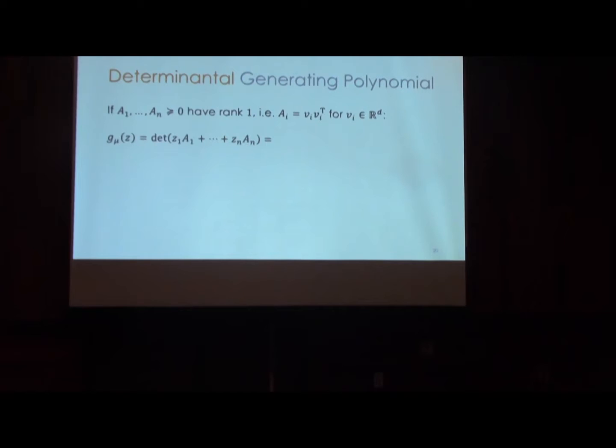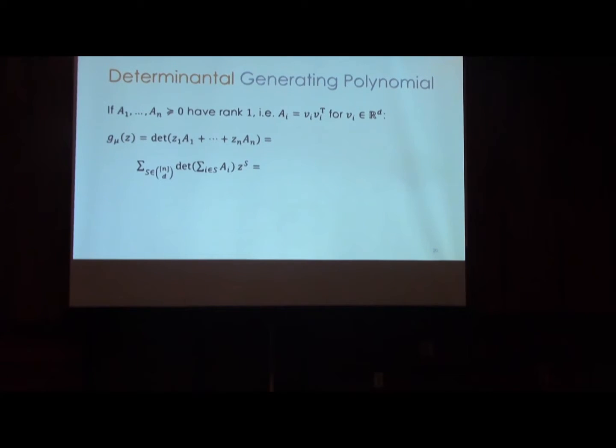So remember the determinant real stable polynomial we had. The A_i are PSD, and I'm also going to require here that they are rank 1. The reason I'm requiring that they are rank 1 is because I want this polynomial to be multilinear. It's a standard well-known fact that this will be multilinear if these A_i are rank 1.